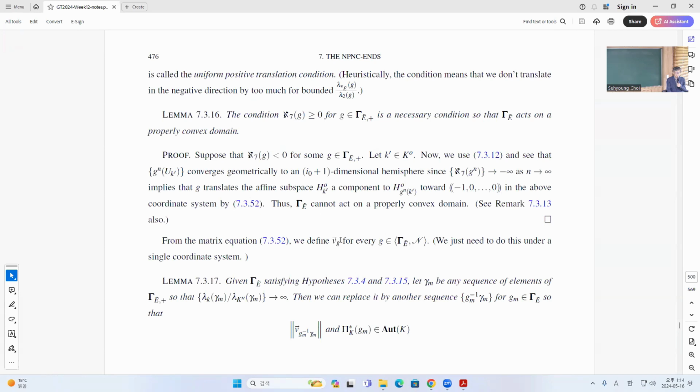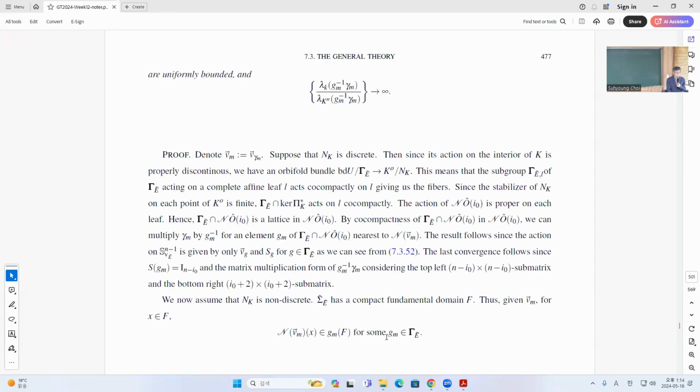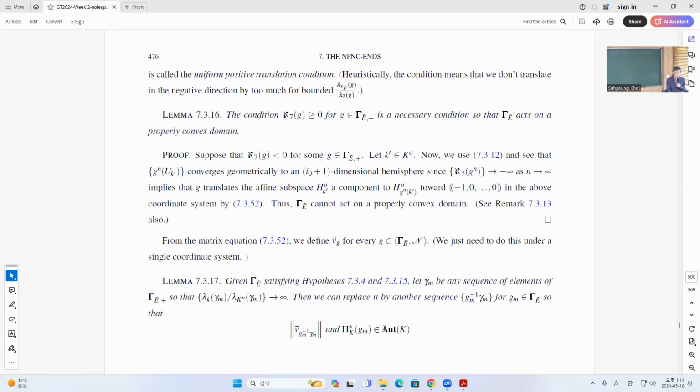Right. So you define these, and then gamma m is any sequence so that this ratio at the vertex k, and this k double prime go to infinity. So it's just pushing everything to this vertex k. If you have any such sequence, then you can replace it by some other sequence, gm inverse gamma m in gm, so that the corresponding vector and lambda star gm, these are both bounded. Okay.